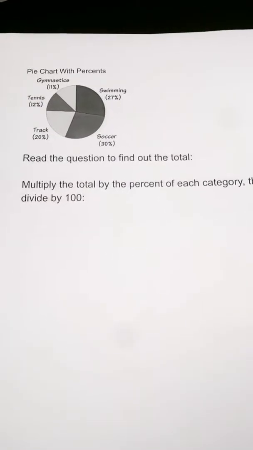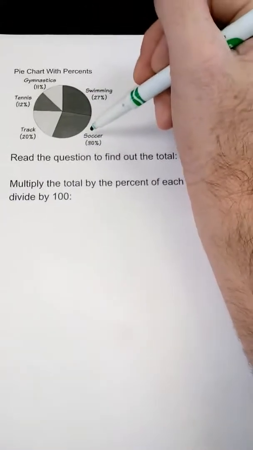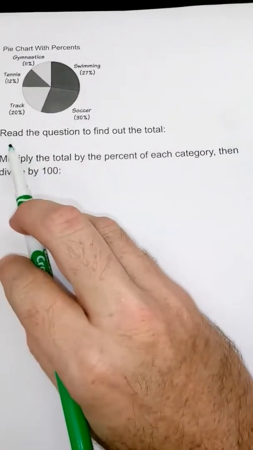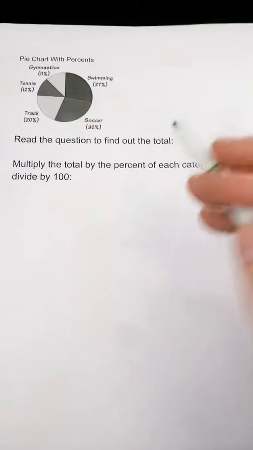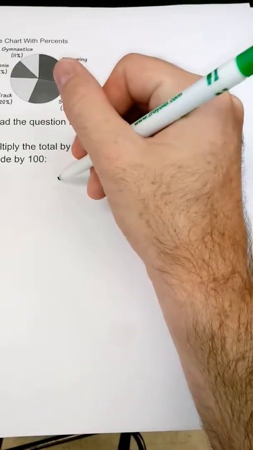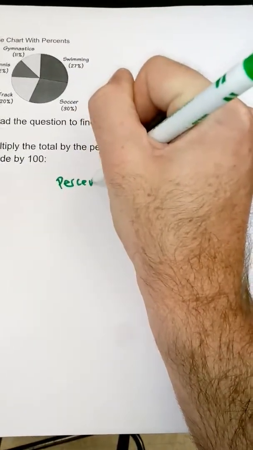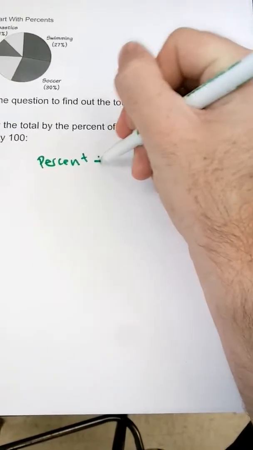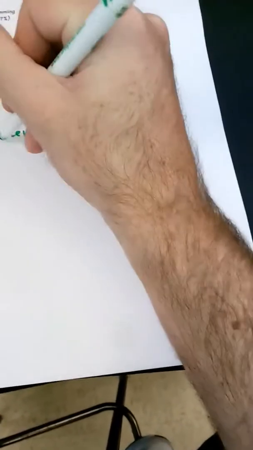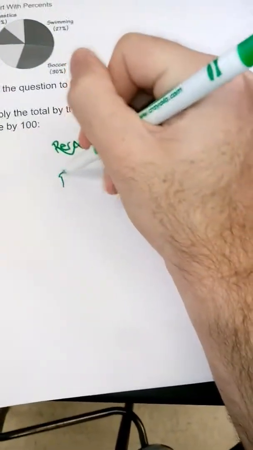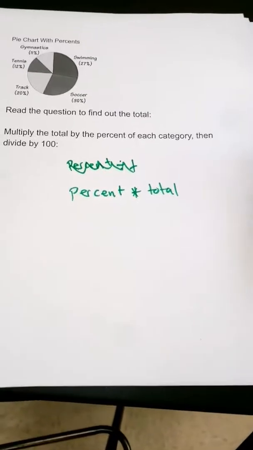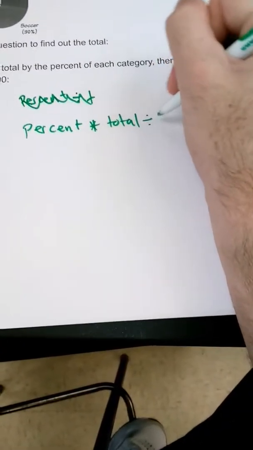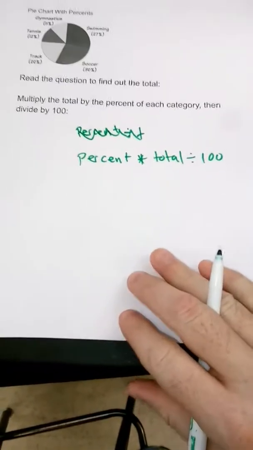Okay, and then when we have a pie graph, they already have the percents. So this one's actually hopefully a lot easier. You need to read the question to find out the total. And then what you do is you take whatever your percent is and you multiply it by the total. Then you divide by 100.